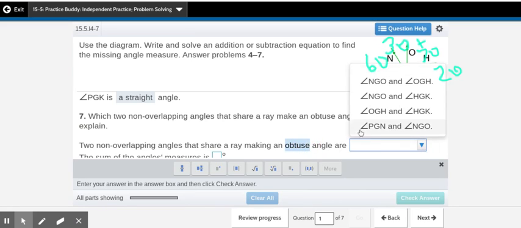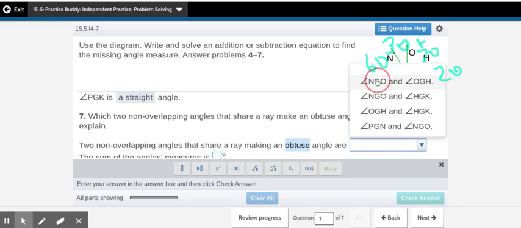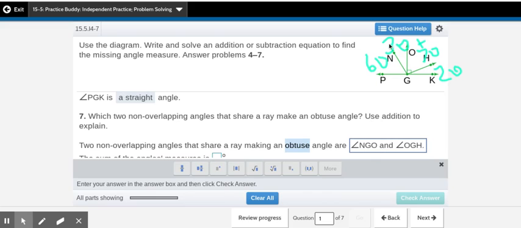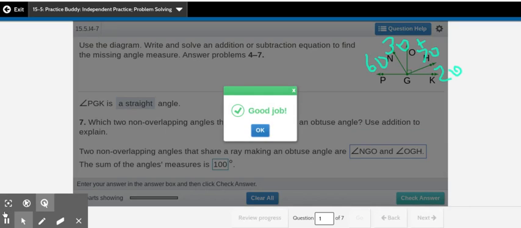Let's look at our last option, PGN and NGO. Again, that's another 90 degrees, which will be another right angle. That's not what we want. The only obtuse that we had was the 100 degrees, and that was NGO and OGH, these two that we added together. Let us check it. It gave us 100 because we added it. Let's check our answer. We are correct.